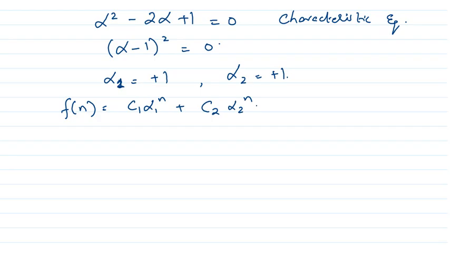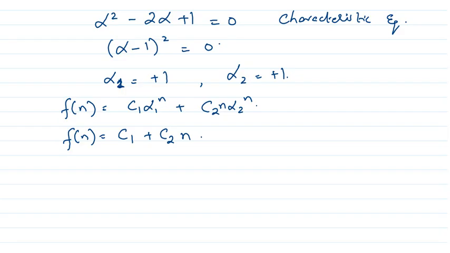The same form we use here. c1 alpha 1 has a value 1, and 1 raised to the power n is simply 1, plus, since these are the same roots, it is going to be c2 times n.